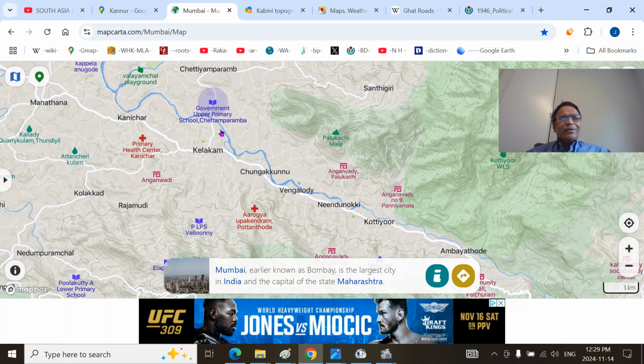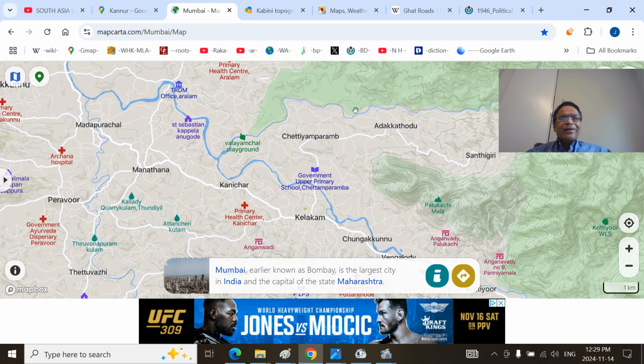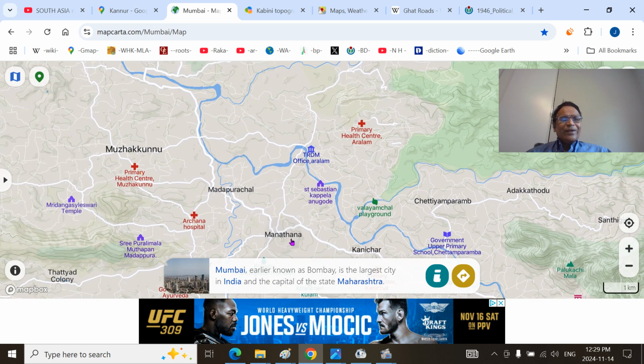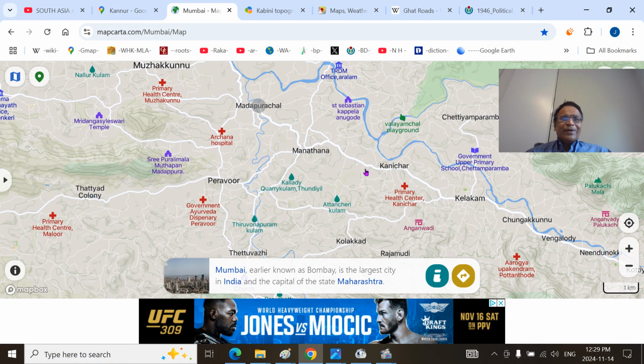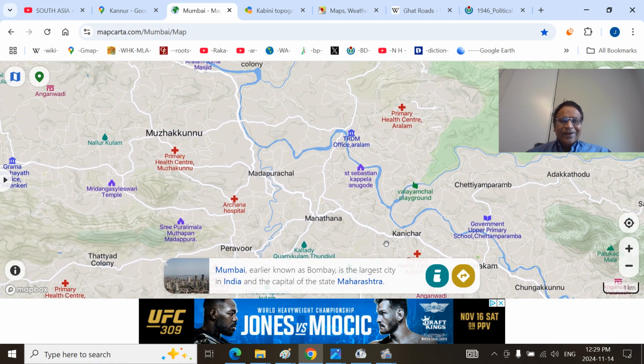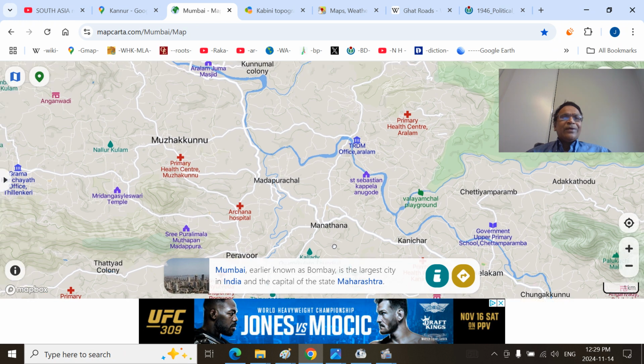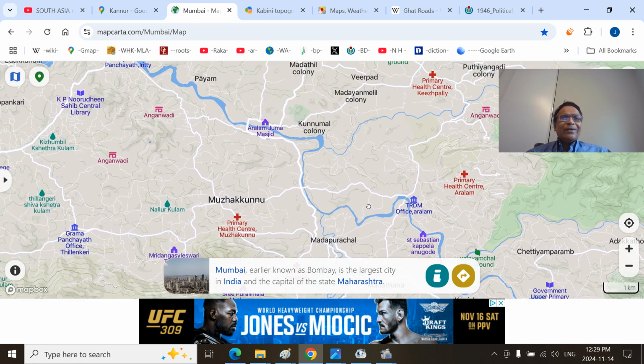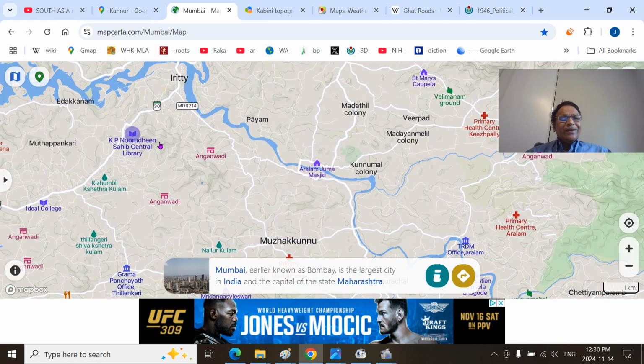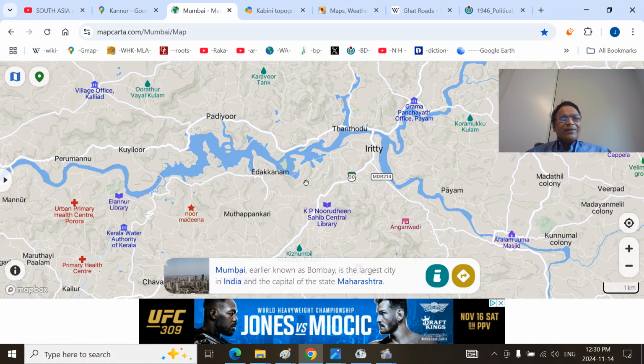This is the Bawali river. The Aralam river joins here. From Kelakam, Manathana. From Manathana, it can go to Peravoor and Iritty, or sometimes the road goes this way along the river, eventually going to Iritty. This is the Pazhassi Raja dam, damming near Iritty town.